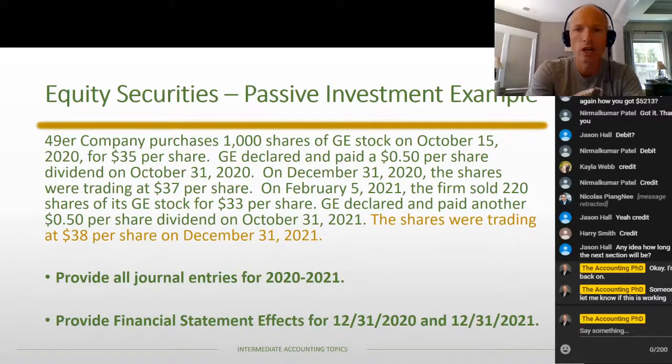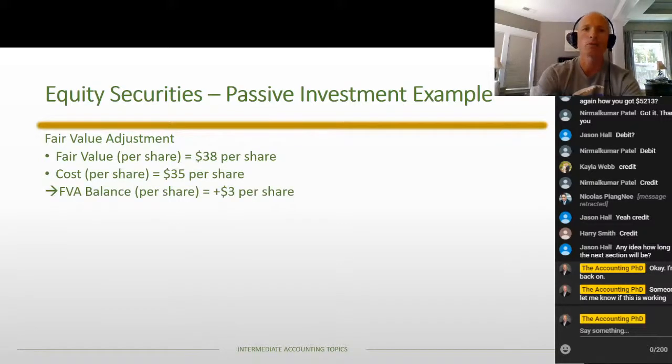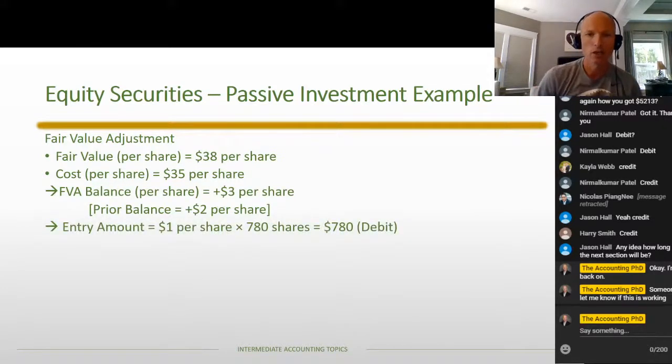And on December 31st, 2021, the shares are trading at $38 per share. So again, because this is passive, we need to make the fair value adjustment. And so we're going to walk through the fair value adjustment. The fair value is $38. The original cost was $35. Again, that hasn't changed. So the balance per share should be $3 per share. In this case, of course, there was a prior balance of positive $2 per share. So what that means is the entry amount is an increase of $1 per share times the 780 shares that we own, for a total of a $780 debit to the fair value adjustment account.